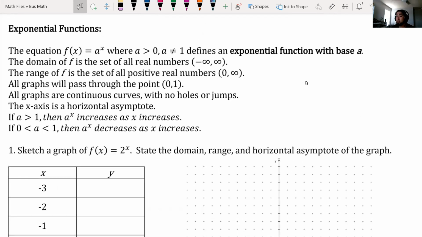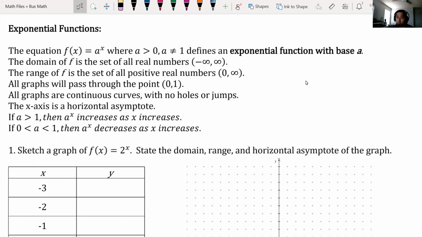If you're given an equation, f of x equals a to the x, where the base of the exponential function is greater than 0 and not equal to 1, this defines an exponential function with base a. The domain of an exponential function is the set of all real numbers, negative infinity to infinity, and the range of an exponential function is the set of all positive numbers, 0 to infinity.